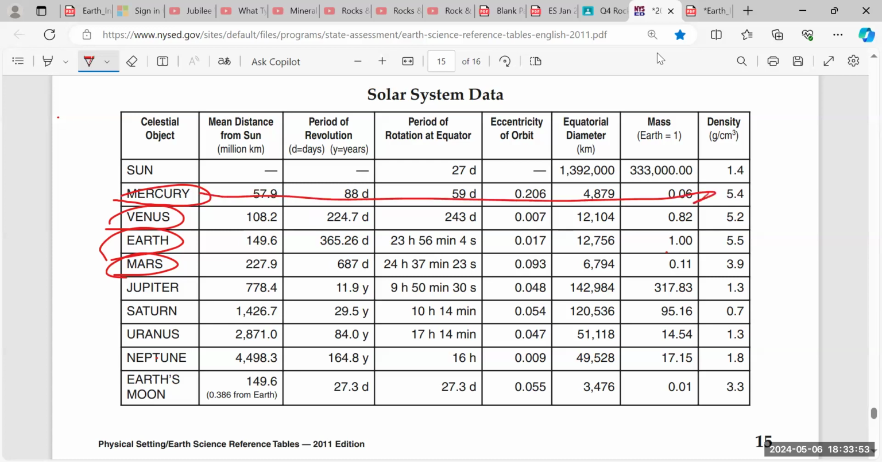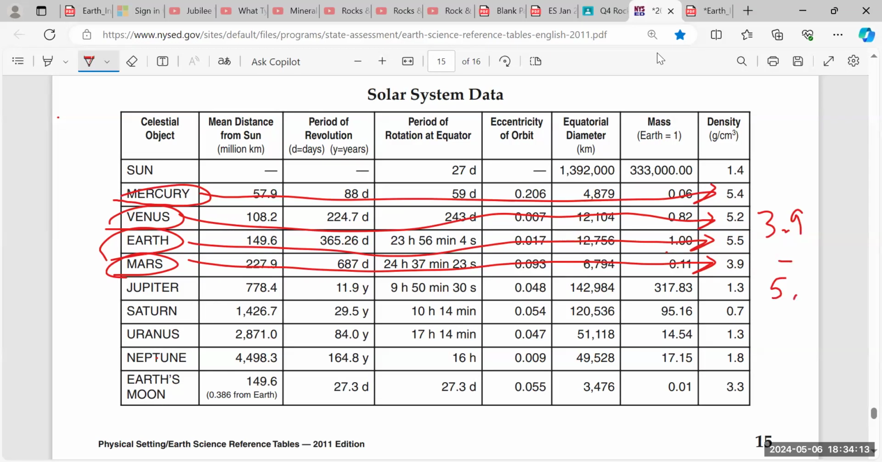So Mercury has a density of 5.4, Venus has a density of 5.2, Earth has a density of 5.5, and Mars has a density of 3.9. So I know all of their densities range from 3.9 to 5.5. All right, let's keep that in mind. 3.9 grams per cubic centimeter to 5.5. All right. Now, with that being said, 3.9 to 5.5, keep that in mind. Those are the densities of the terrestrial planets.